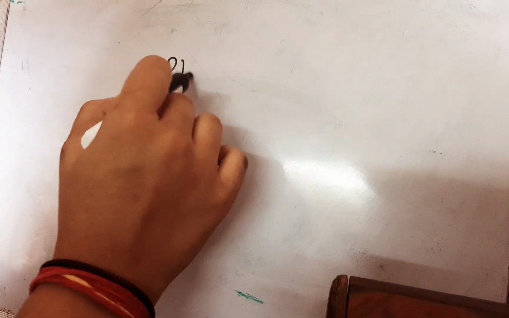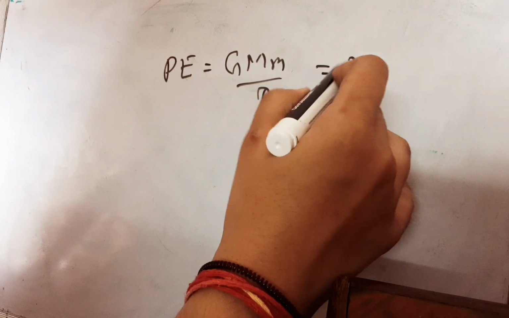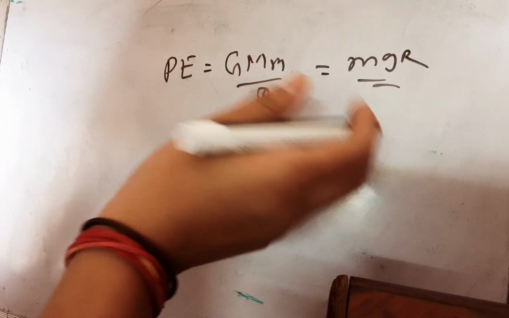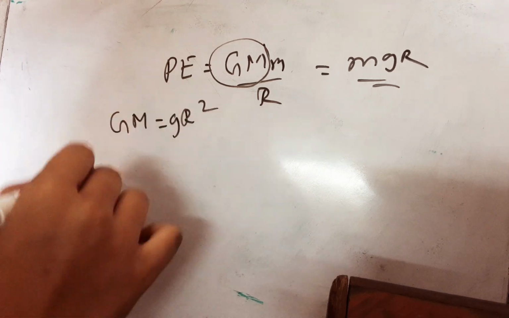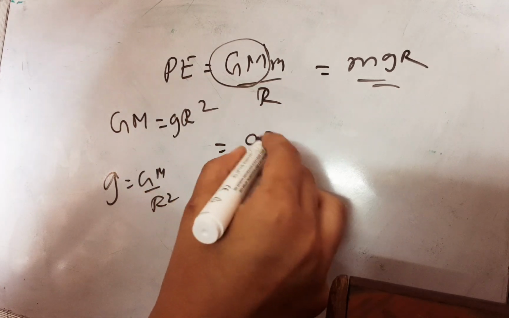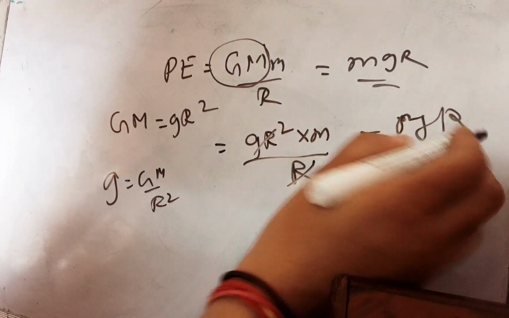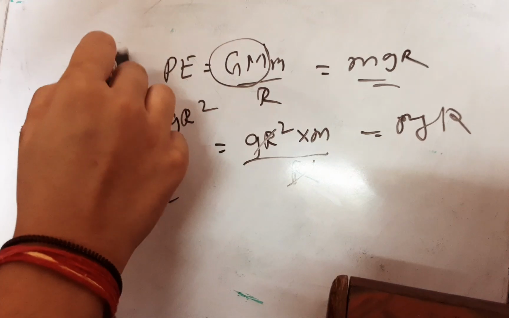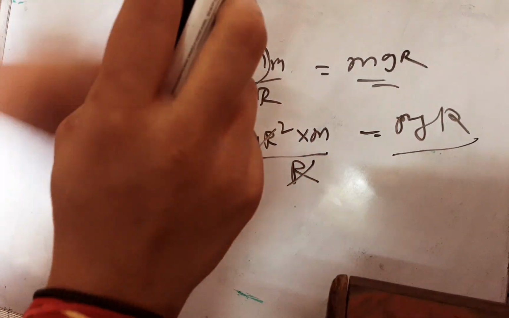One more thing I wanted to tell you. Sometimes for potential energy, we discussed the formula in terms of GMm upon r. Sometimes this formula will be given in terms of mgR. How? In place of GM you should just put gR square, from the relation g is equal to GM upon R square. When you put that, you get gR square into m upon R. R gets cancelled, it becomes mgR. So sometimes your potential energy and kinetic energy will be in terms of mgR. Your options may be in terms of mgR, so you should know how to get it in terms of mgR.